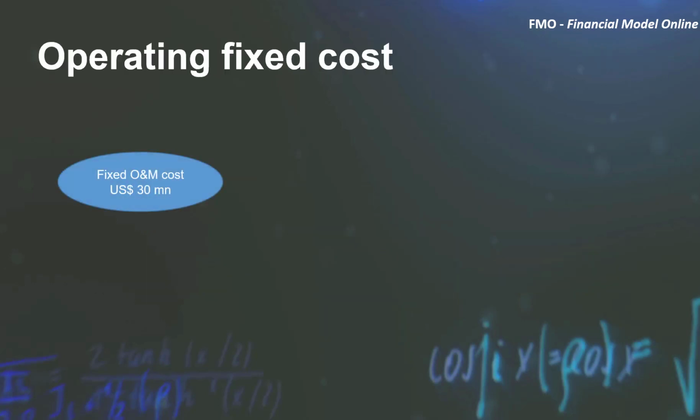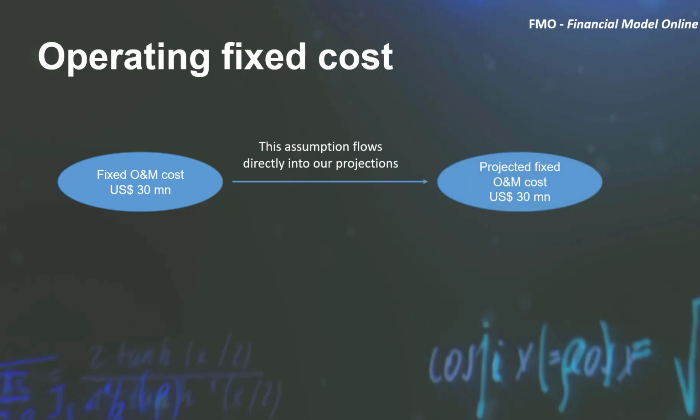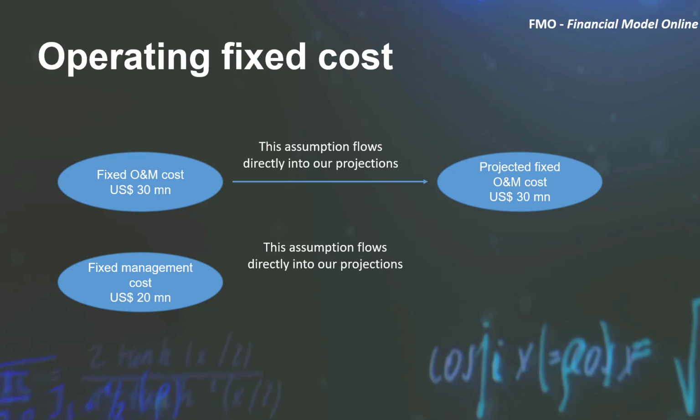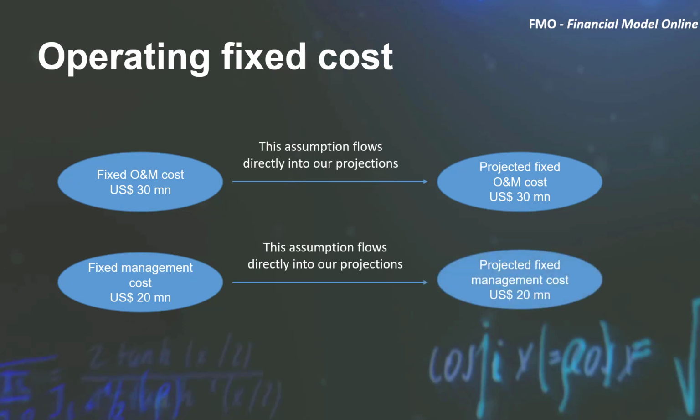And the fixed portion of O&M cost is given per year, and our model is an annual model. Therefore, this fixed O&M cost will flow directly into our projections. The only thing we have to do is multiply the fixed O&M cost by the timing flag, which will give us the projected fixed O&M cost of 30 million per year. And it's the same procedure for the fixed management cost: the only thing we have to do is multiply the fixed management cost by the timing flags, which will give us the annual projected fixed management cost.